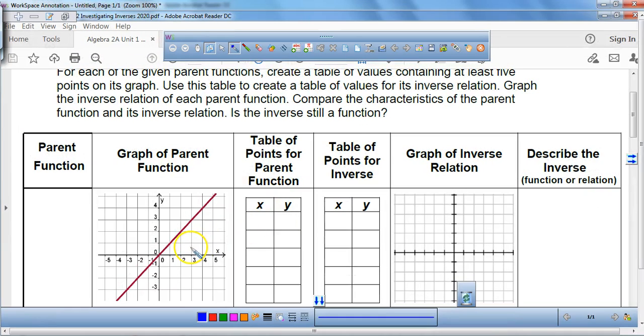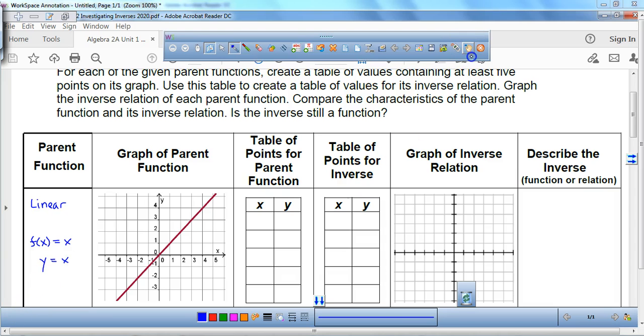This right here is a linear function. So what's this parent function? This is referred to as a linear function, and the equation that goes with it, I'm going to call it f of x equals x, also known as y equals x.